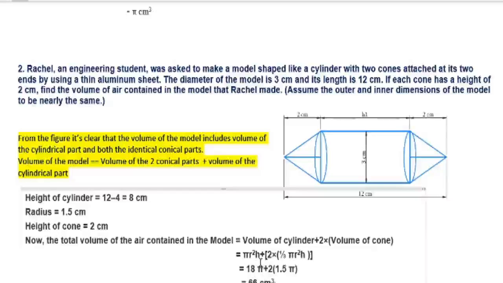Volume of cylinder is pi r square h, plus 2 into 1 by 3 pi r square h. So here r equal to 1.5 and height of the cylinder is 8, and in cone radius is same 1.5 and height of the cone is 2 centimeter. So you substitute these values and simplify it. You will get the answer 66 centimeter cube. So this is the amount of air contained in the model.